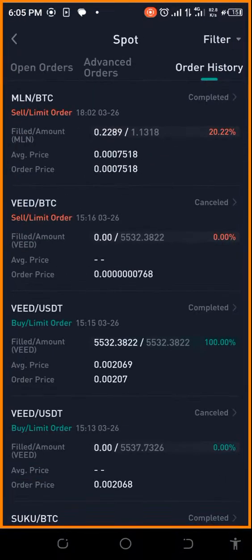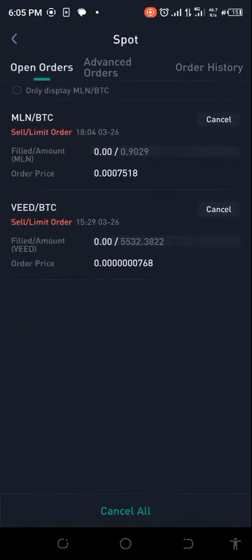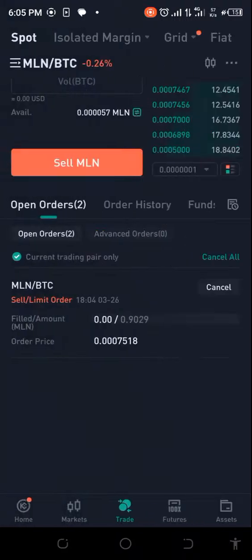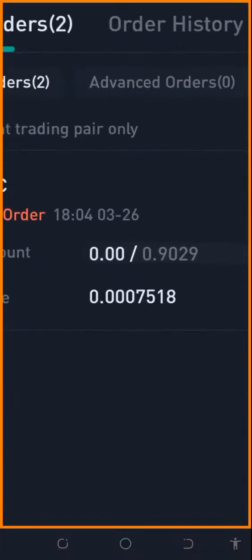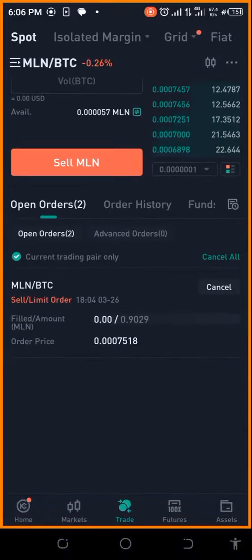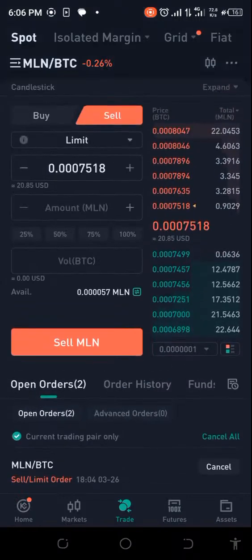Okay, let's go back and see the open orders. Here we are, currently in the queue and trying to see whether we can get this sold. All right, so here's the story of our inter-exchange arbitrage. Let's wait and see how long this will take. I'll be back with the results.